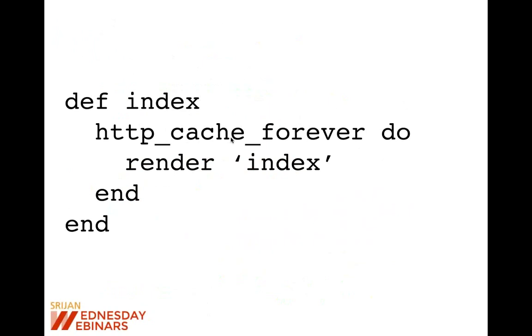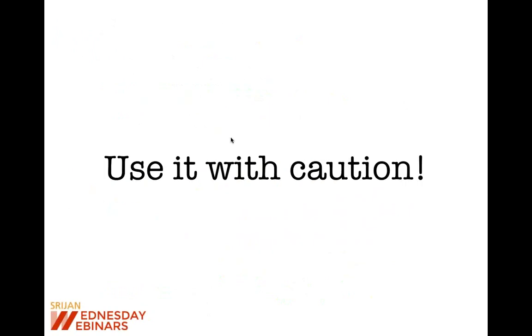So this feature looks good, but it has some problems also. Because it is in the name itself, HTTP cache forever, it will actually set the cache control headers to cache the content forever. So if you want to purge that cache, or if you want to invalidate that cache, you have to have some mechanism to do that. Otherwise you will face some issues, because it will set these response headers so that the content will be literally cached for a very long time. So if you want to use it, it's a good feature, but use it with caution. Make sure that you have some way to invalidate it also, if needed.